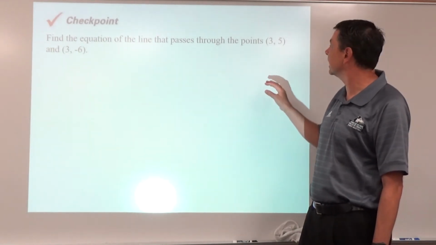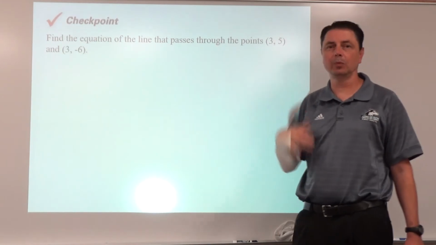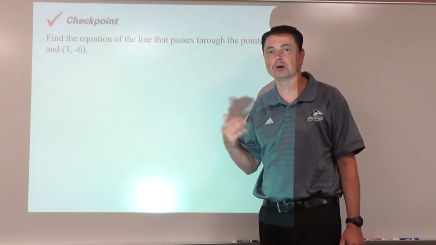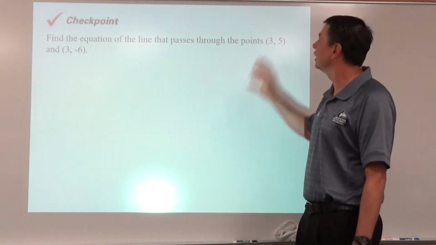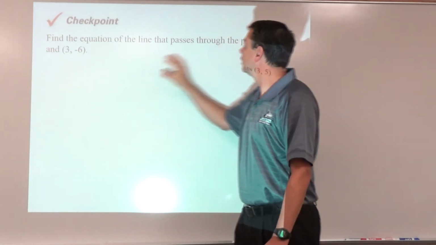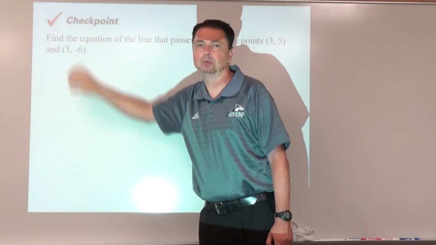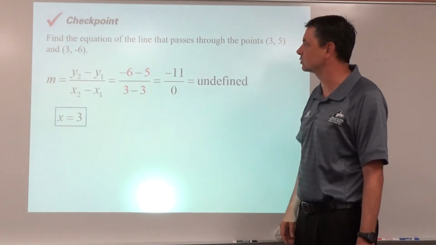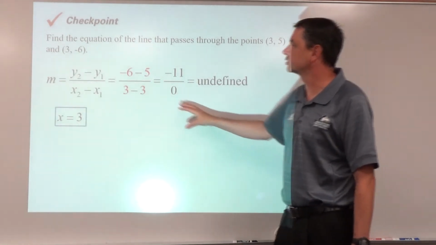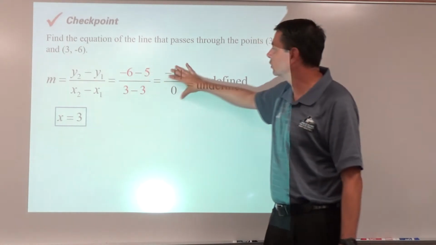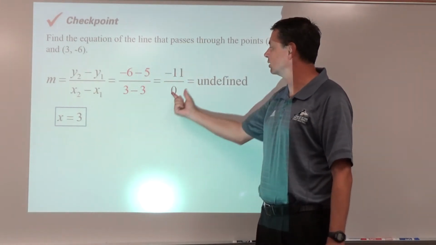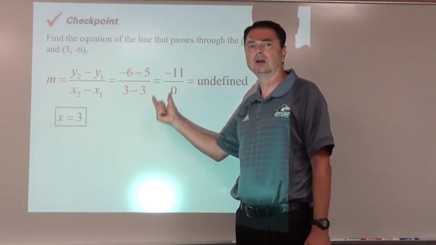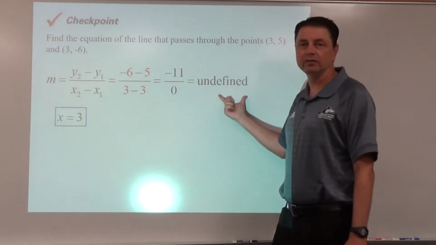As I was hinting at earlier, we don't know the slope, and that's going to be tremendously important. So we're going to go find the slope first. We're going to use the slope formula. First point, second point. So use that y2 minus y1 over x2 minus x1. So that's the first thing we would do. And we go through, we get -11 divided by 0. Well, I can't divide by 0. That makes the slope undefined.